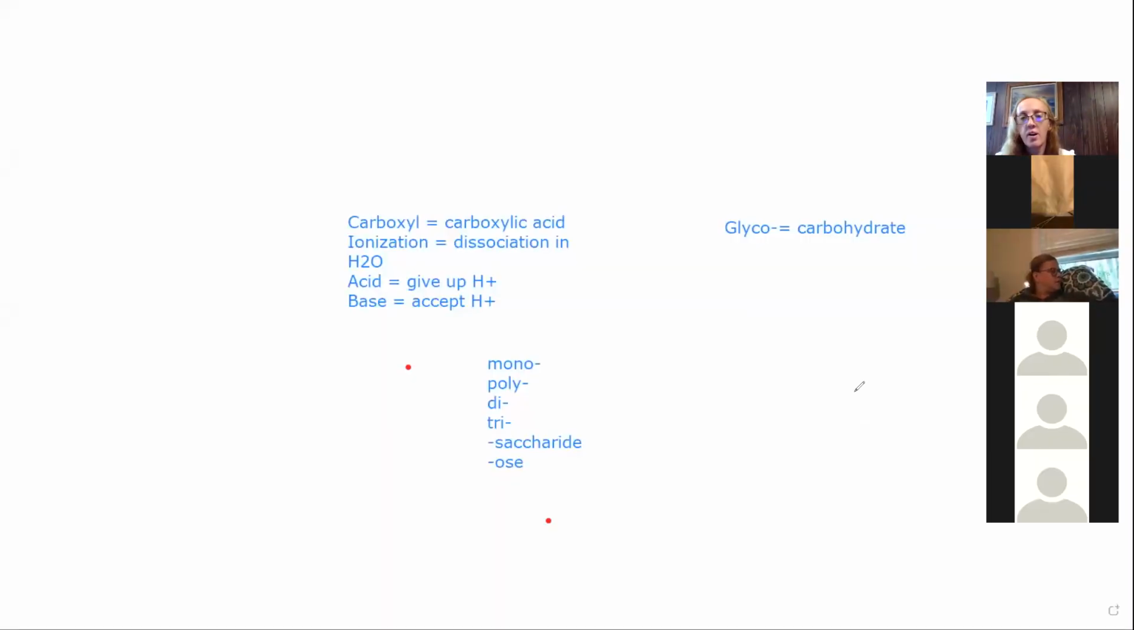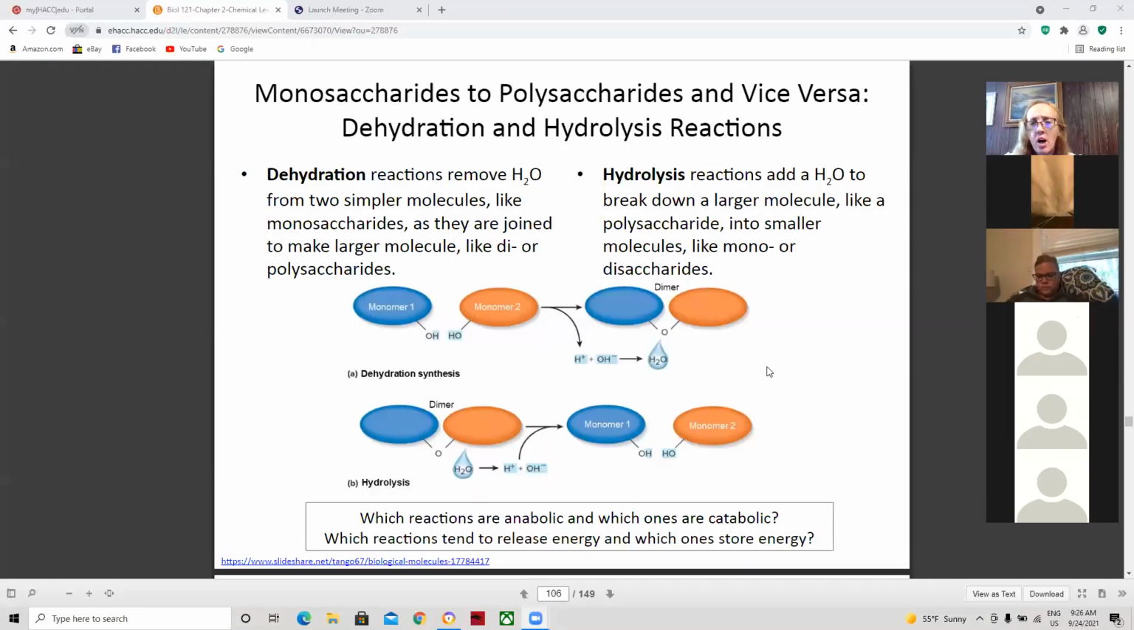And one more word. So hydro means water. Lysis means to break up or to break. So hydrolysis means to introduce a water to break up. So hydrolysis reactions add a water to break down a larger molecule like a polysaccharide into smaller molecules like mono or disaccharides.